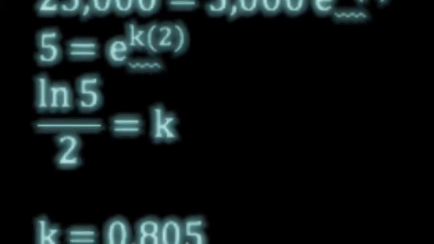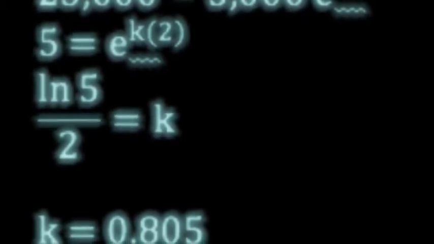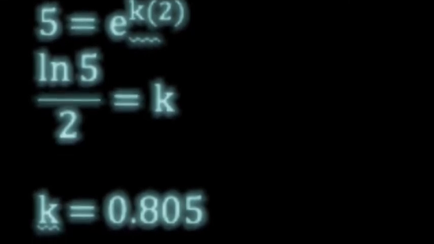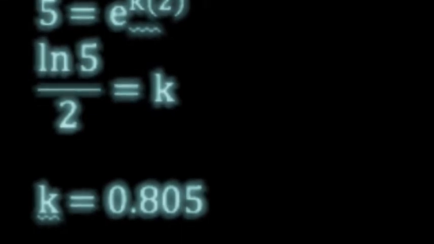So for us to be able to solve for k, what we do is we take the natural log, having ln of 5 divided by 2. After that, we get the value of k, which is equivalent to 0.805. And so voila! We found an expression for the number of cells in t weeks, having n is equivalent to 5,000 times e raised to 0.805 times t.